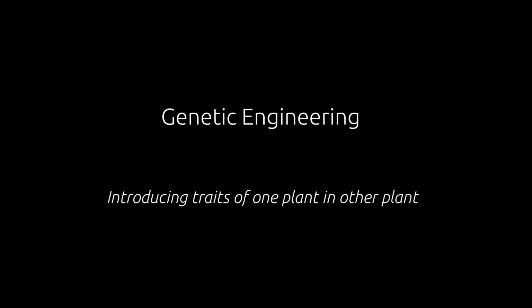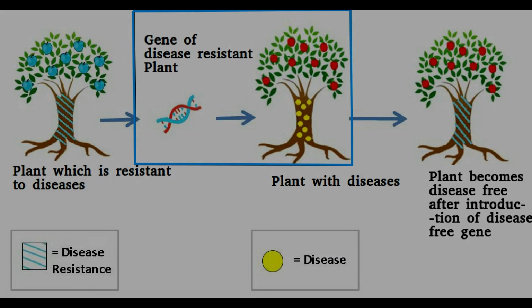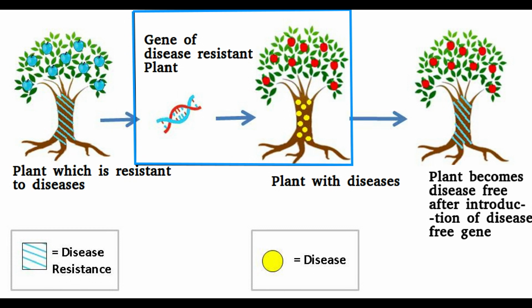7. Genetic engineering. In this method, genes of one plant are infused in other plants. By doing so, traits of one plant can be cloned into other plant.